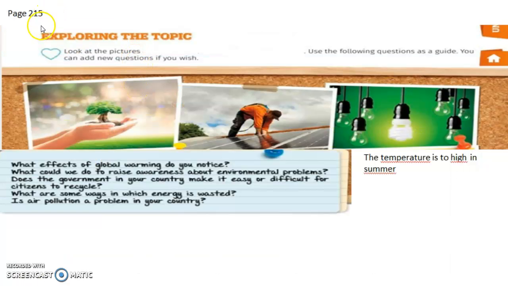In the page 215, we got exploring the topic, look at the pictures, and answer the question. What effects of global warming do you notice? The temperature is too high in summer.